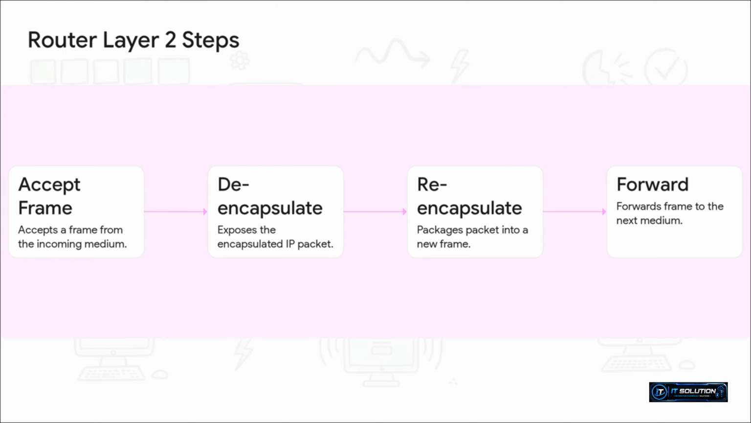Because of this dual personality, your data goes on a really fascinating journey. Every time a packet travels across multiple networks, it experiences a bunch of media transitions. And at every single router hop, 4 exact things happen. The router accepts a frame from the incoming medium, it de-encapsulates it to peek at the IP packet inside, then it actually re-encapsulates that packet into a brand new frame built specifically for the next medium. And finally, it forwards it on. So the IP packet inside stays exactly the same. But the Layer 2 frame is constantly being destroyed and rebuilt at every stop.